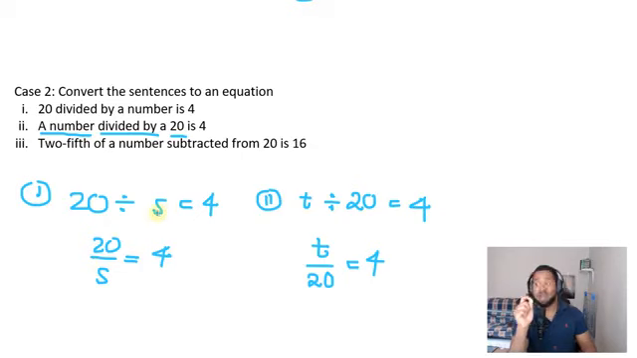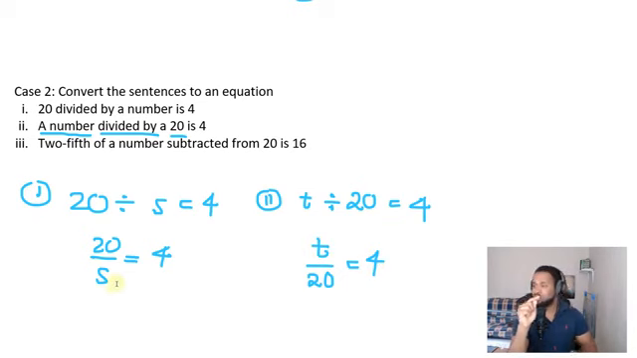So in this case, where our S is 5, we know that 20 divided by 5 will give you 4. However, for this particular question here, T divided by 20 won't be 5. T won't be 5, because 5 divided by 20 won't give you 4. It will give you 1/4. However, for this particular case here, for us to get 4, we need to have T to be equal to 80. And that is really interesting to keep in mind.